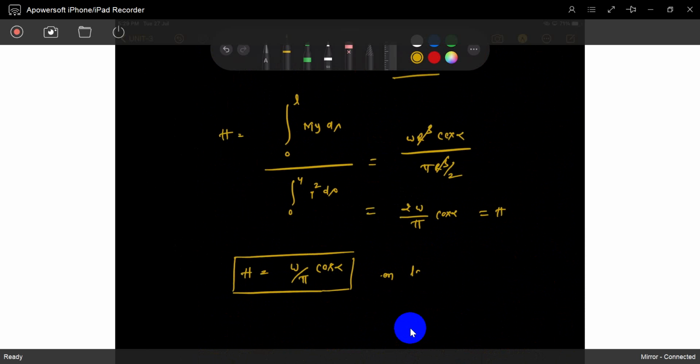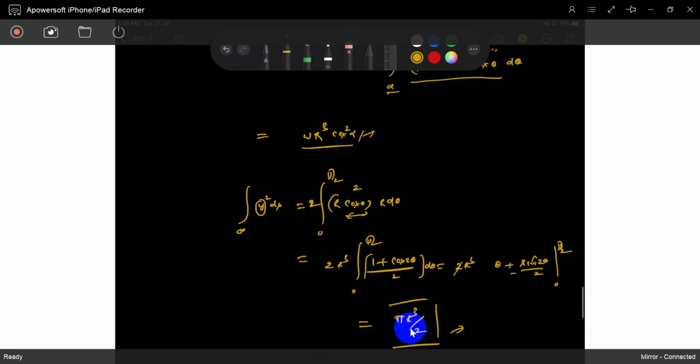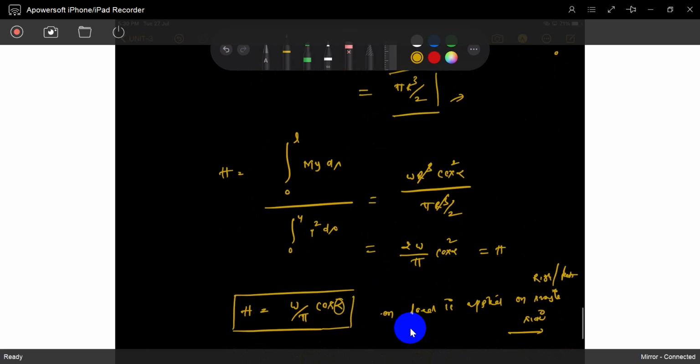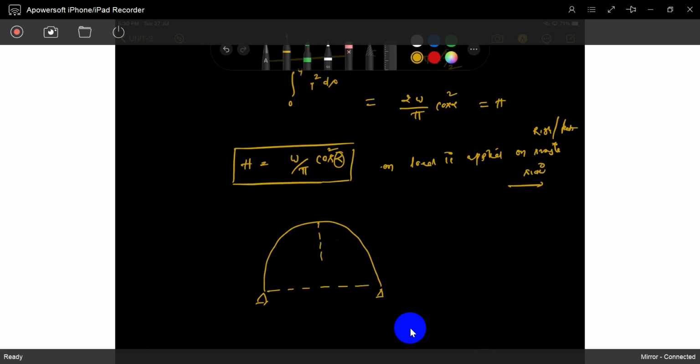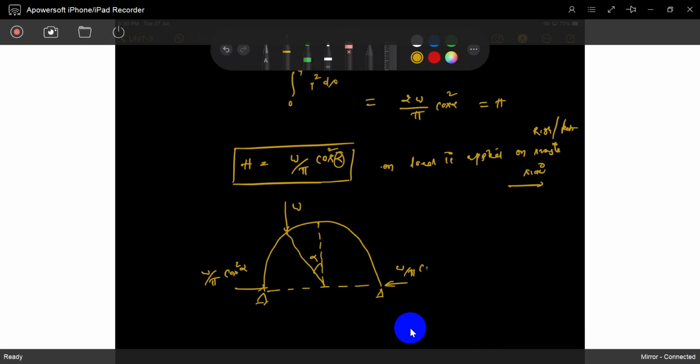When the load is applied on a single side, right or left side, at alpha, if w is applied, we get w by pi cos square alpha, w by cos square alpha.